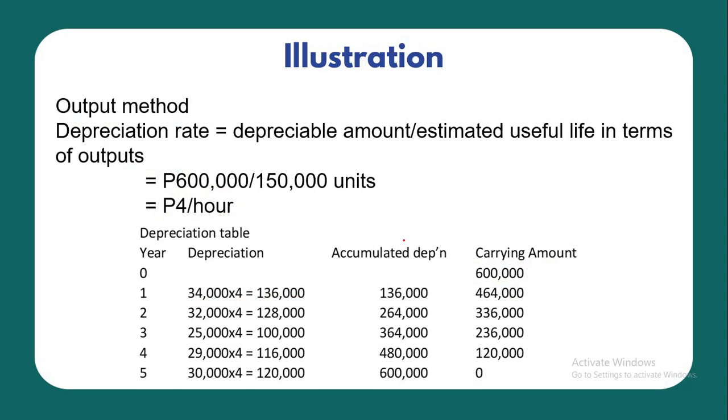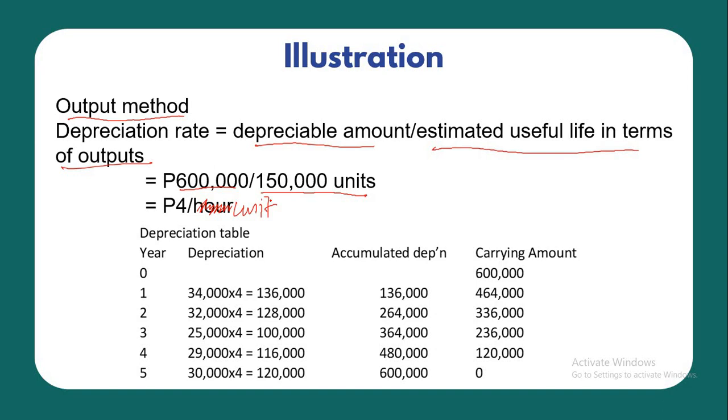Next, output method. So, sa output method, nagyapon tayo depreciation rate. Still, that is depreciable amount divided by the estimated useful life in terms of output or number of units. So, that is 600,000 as our depreciable amount, or equal to the cost since we don't have the residual value, divided by 150,000 nga maximum output niya. Therefore, the depreciation rate nato is 4 pesos per, okay, this is not R, but rather per unit. So, for every unit produced nila, it will constitute a 4 pesos depreciation.